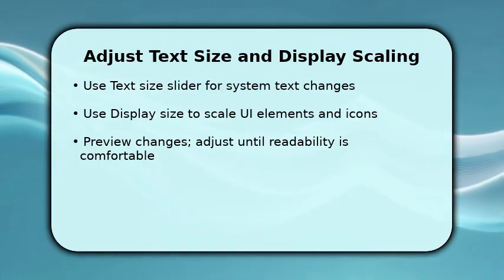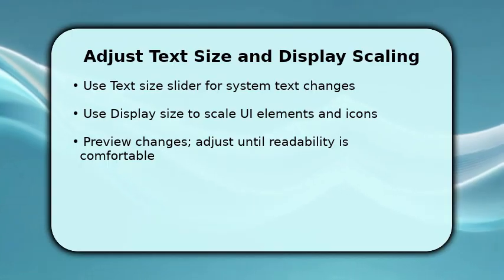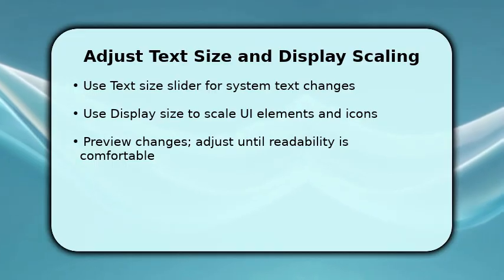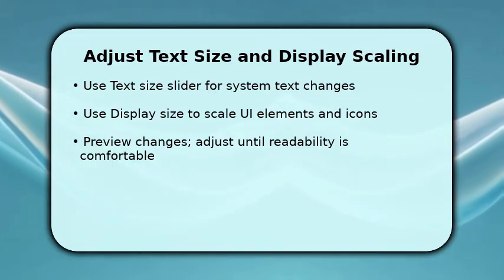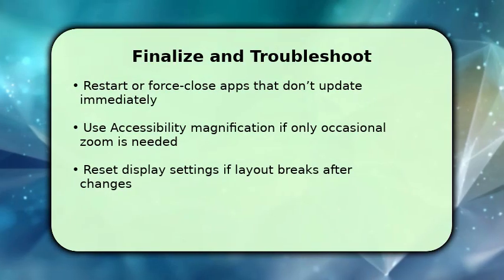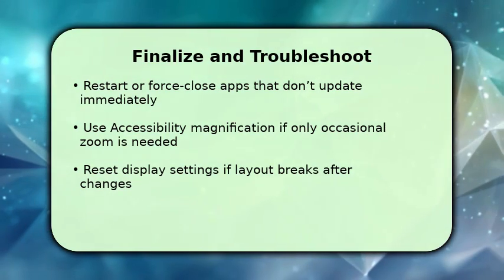If apps still look cramped, reduce display size slightly while keeping text size larger. This balances readability and layout stability. Complete the process by reviewing key apps and restarting any that didn't reflect the new settings. Some apps cache fonts until relaunch.